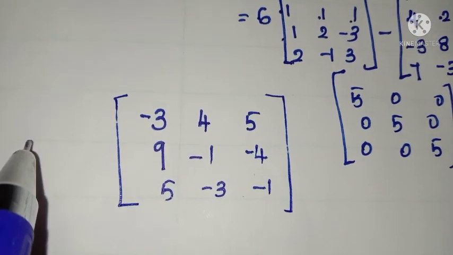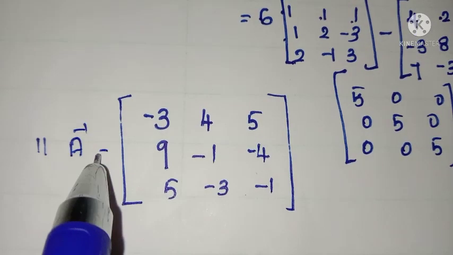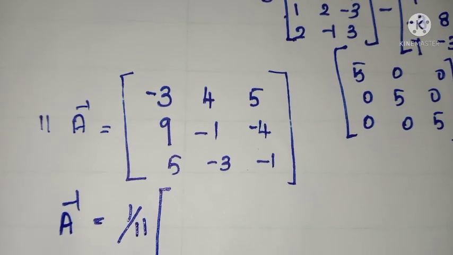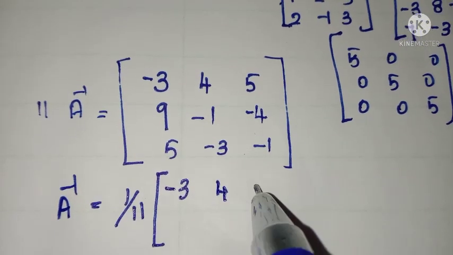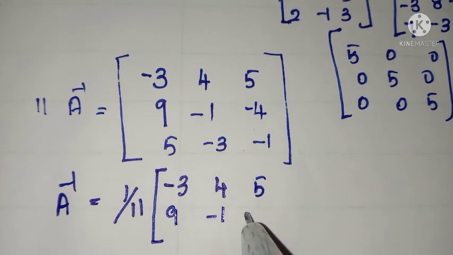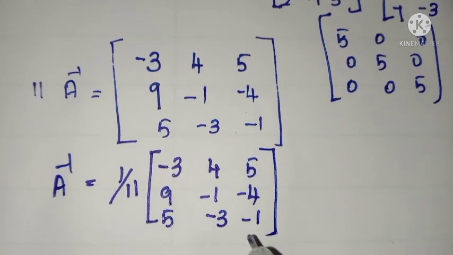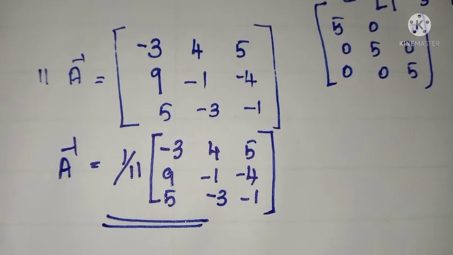So this matrix is 11 A inverse. So what is A inverse? A inverse equals 1 by 11 into minus 3 4 5, 9 minus 1 minus 4, 5 minus 3 minus 1. So this is the required inverse matrix.